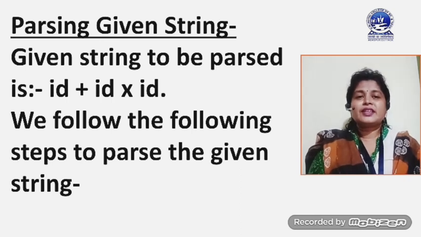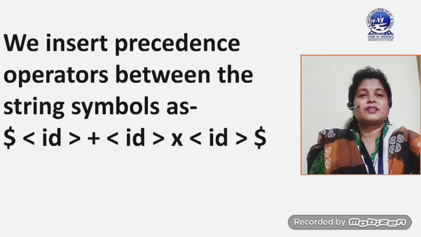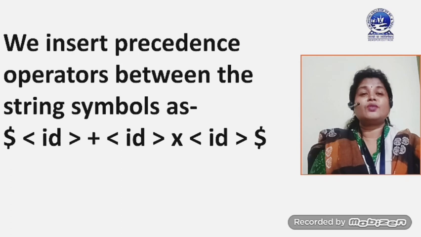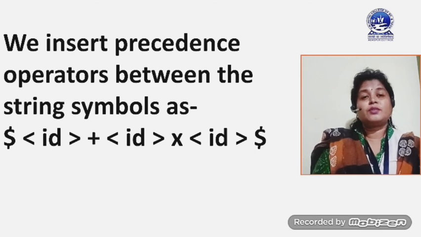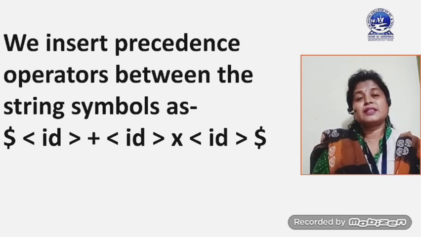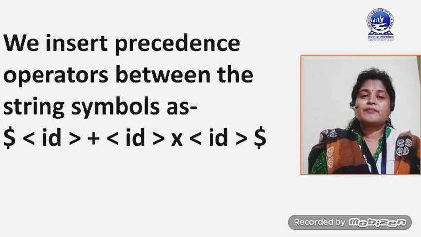Now you will parse the given string. The given string is what? id plus id into id. Now we will follow a number of steps. The first one is we insert precedence operator between the string. Actually here we have to perform two things. First, we will place dollar symbol at the starting point and ending point of the given input string, and at the same time we will place the precedence operator as per the operator precedence table.